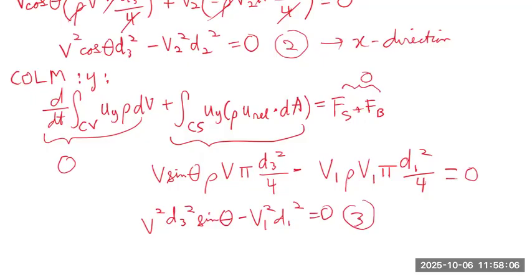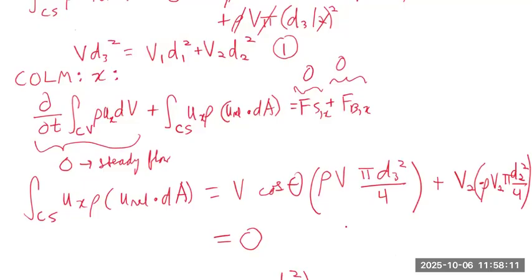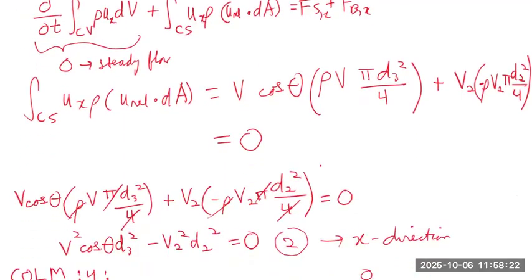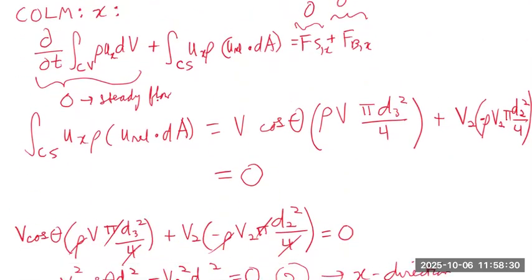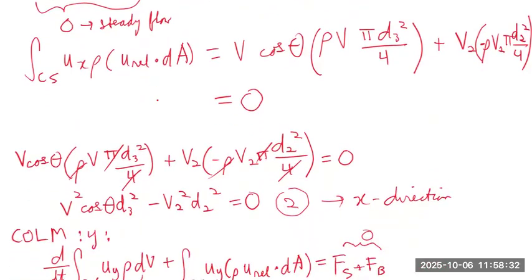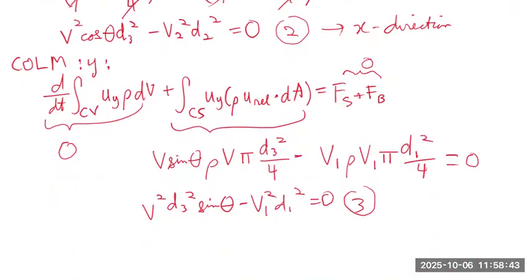So let me see. We now have 3 equations. Our first equation was this one over here, V times D3 squared equals that. Our second equation is V squared times cosine theta times D3 squared minus V2 squared times D2 squared equals 0. And our third one is this equation over here.